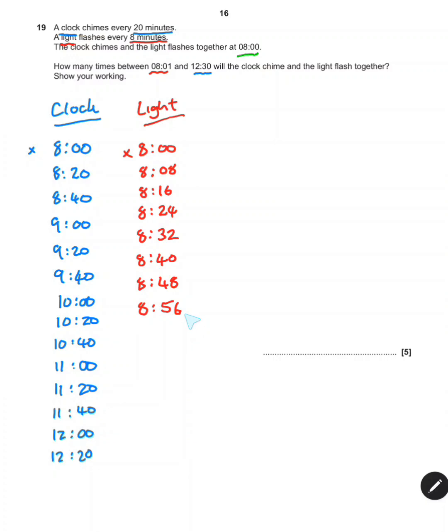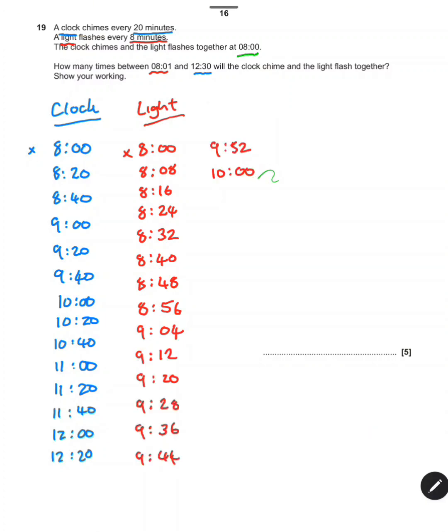And at 8:56, I need to add on 8 minutes. So 4 minutes will take me to 9 o'clock, and then 4 minutes after that is the total 8 minutes. That will be 9:04. I'll just keep going. And what I'm going to do, I'm going to stop at 10 o'clock because this is a bit monstrous, isn't it? I have to list a load of times because I'm just adding on 8 minutes. So if I can stop at 10 o'clock and just figure out how many times they flash together here.